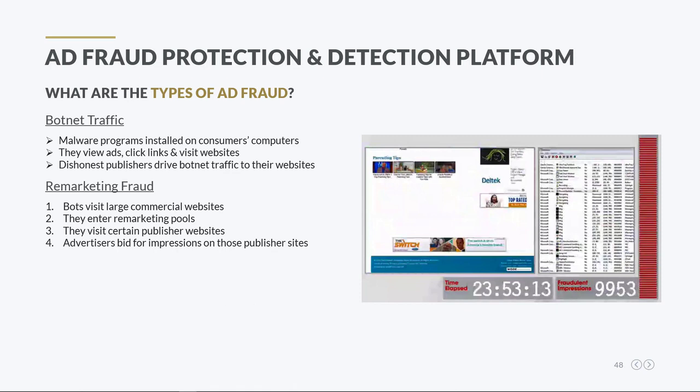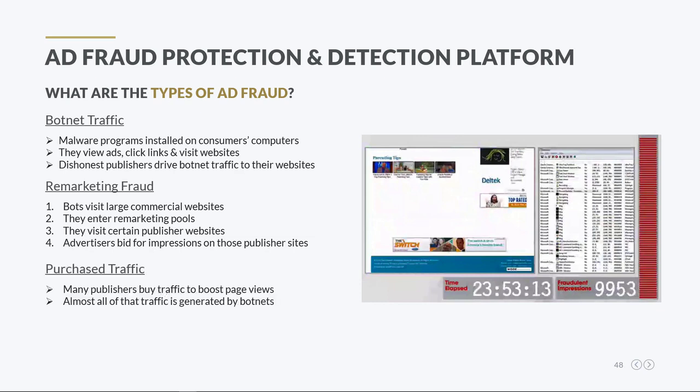Remarketing fraud is the practice of using botnets that visit many websites, especially those of large commercial companies, to enter their remarketing pools. Next, those bots visit certain publisher websites so that advertisers would bid for those impressions. Therefore, dishonest publishers can generate high CPMs and make a great deal of ad revenue.